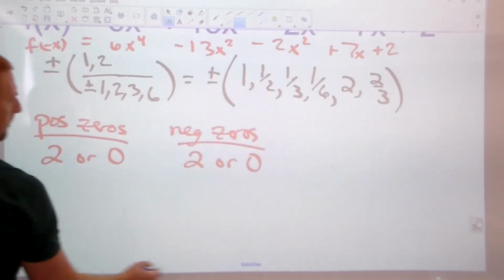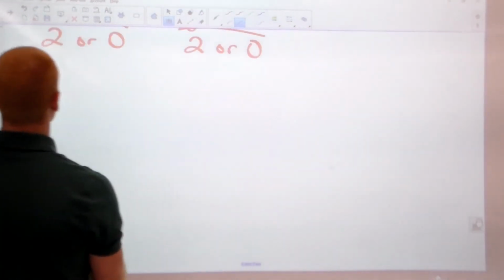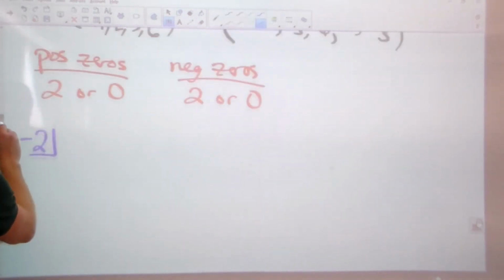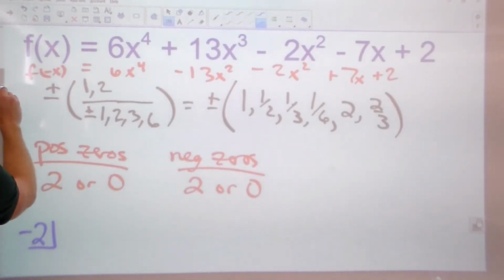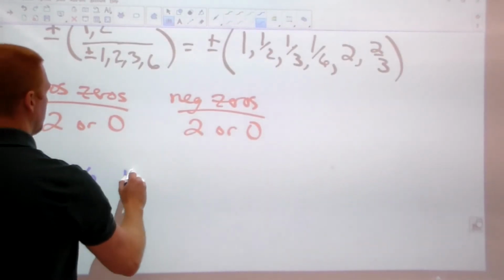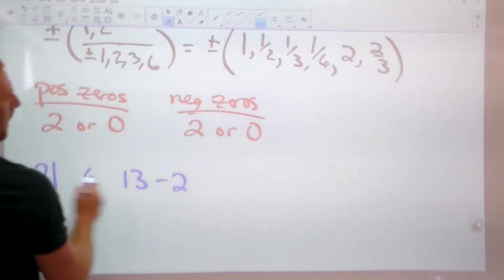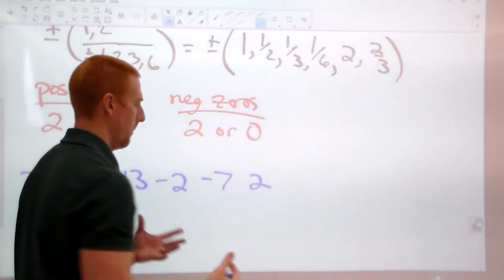All right, so again, I'm going to cheat. I'm going to pick something I know is going to work. I'm going to pick -2. And that's just to save time so you can see the process. So 6, 1, 3, -2, and -7 and +2. So again, factor remainder here.